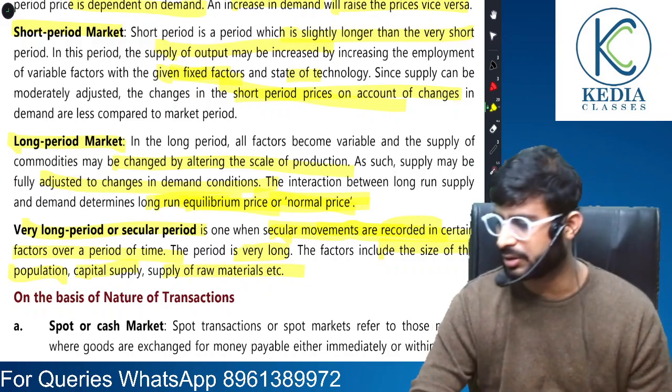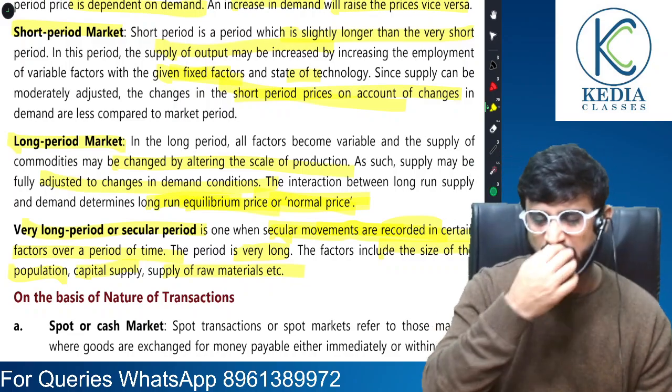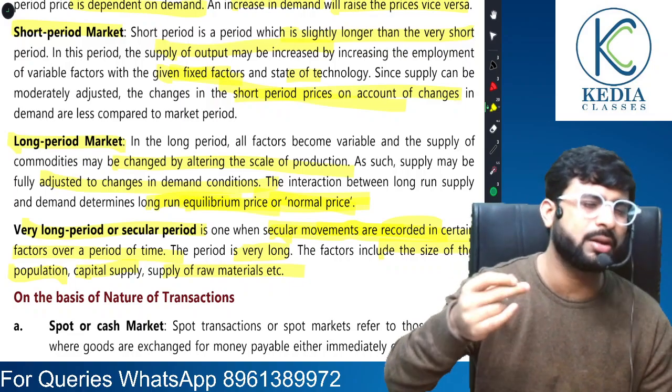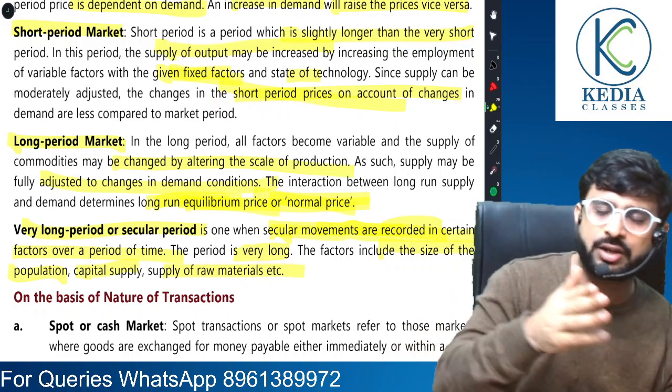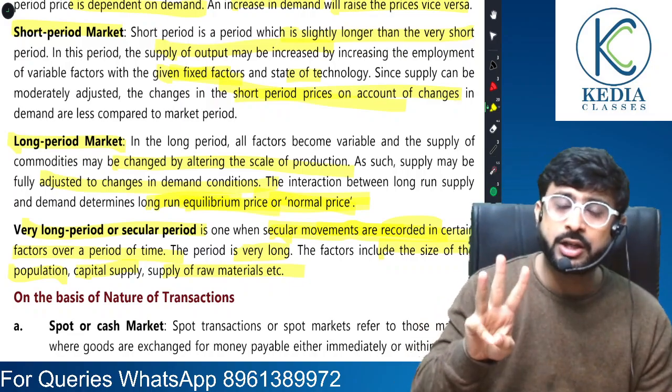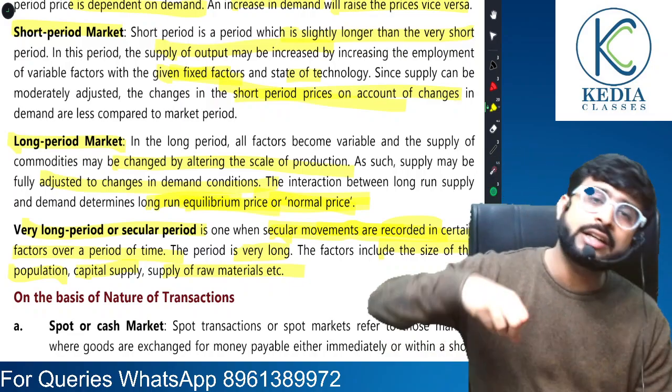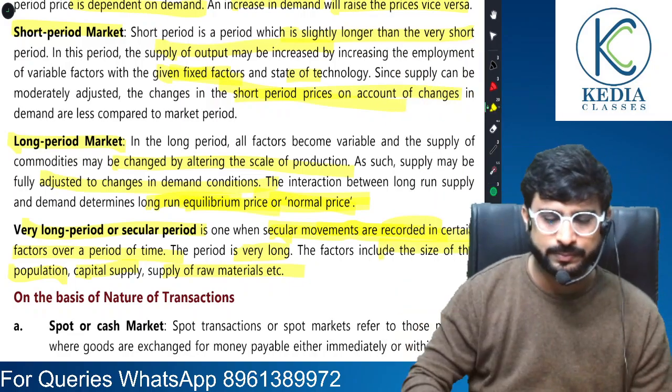Sir, we have understood this. So there are four things we have understood. Very short, no change in supply. Short period, some changes in supply, as some factors are fixed and some are variable. Long period, all the factors of production are variable. And very long period, here even the population dynamics change.